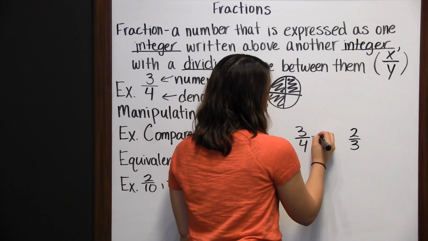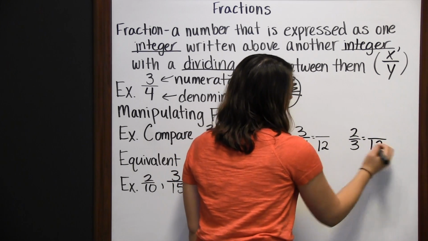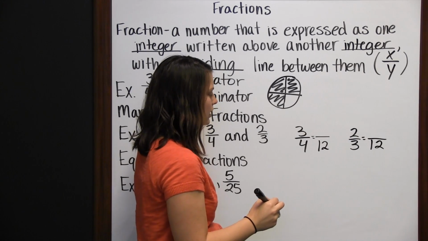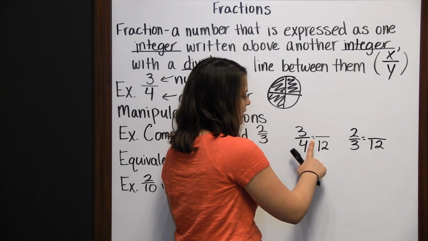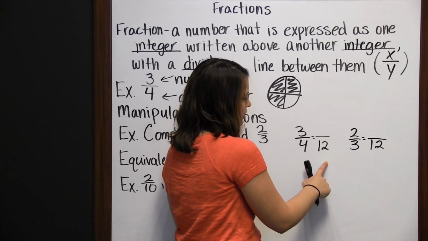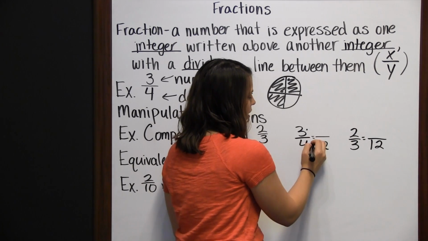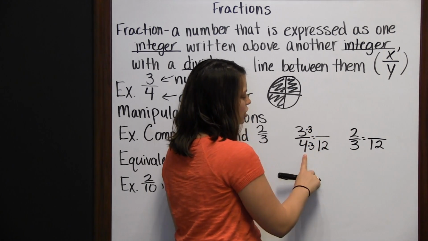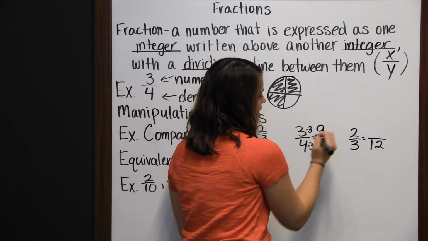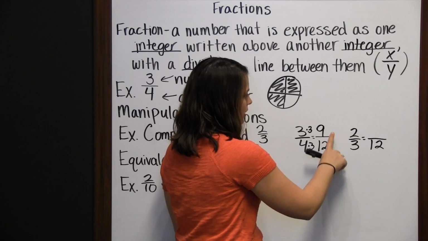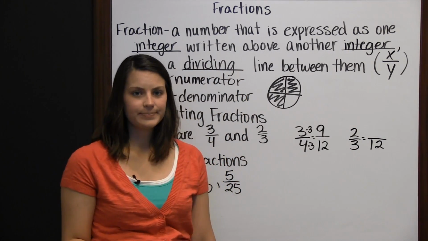So that means I want to change this fraction to something over 12. Same with my other fraction. What I'm doing is creating an equivalent fraction. 3/4 is equal to something over 12. So I'm going to multiply my numerator and my denominator both by 3 to achieve that denominator of 12. So 3 times 3 is 9, and so our fraction is 9/12. And then for 2/3, we'll do a similar thing.